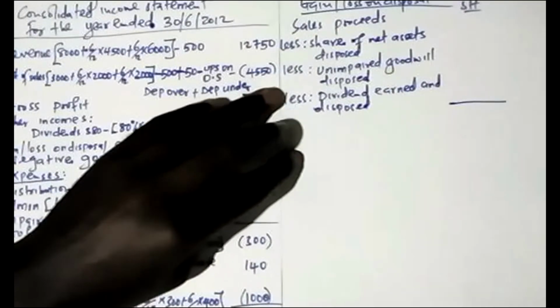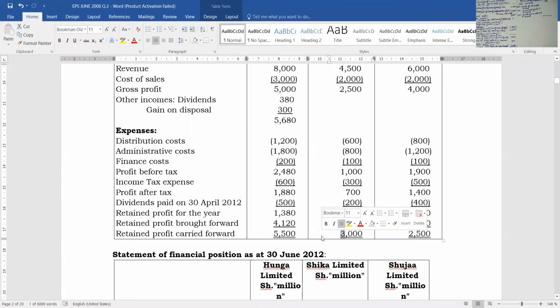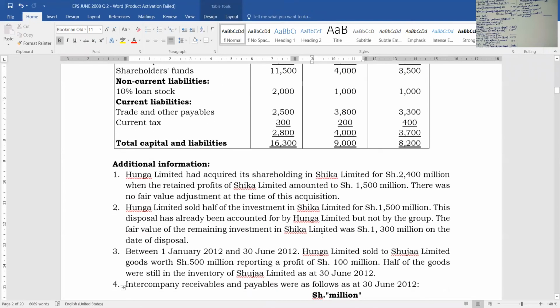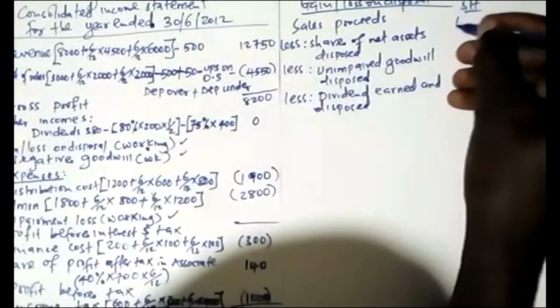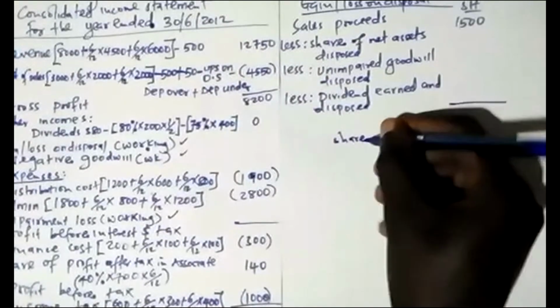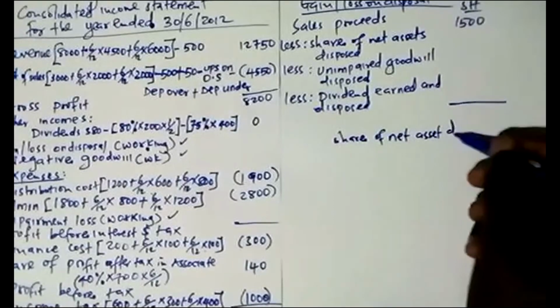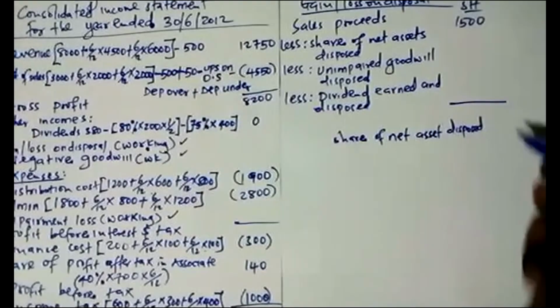So sales proceeds were there from additional information number 2. So the sales proceeds, I think it was 1,500. So we can confirm. So they said note 2, Unga Limited sold half of the investment in Shika for 1,500. That is fine, 1,500. Share of net assets disposed. That one needs a working again. Share of net assets disposed.